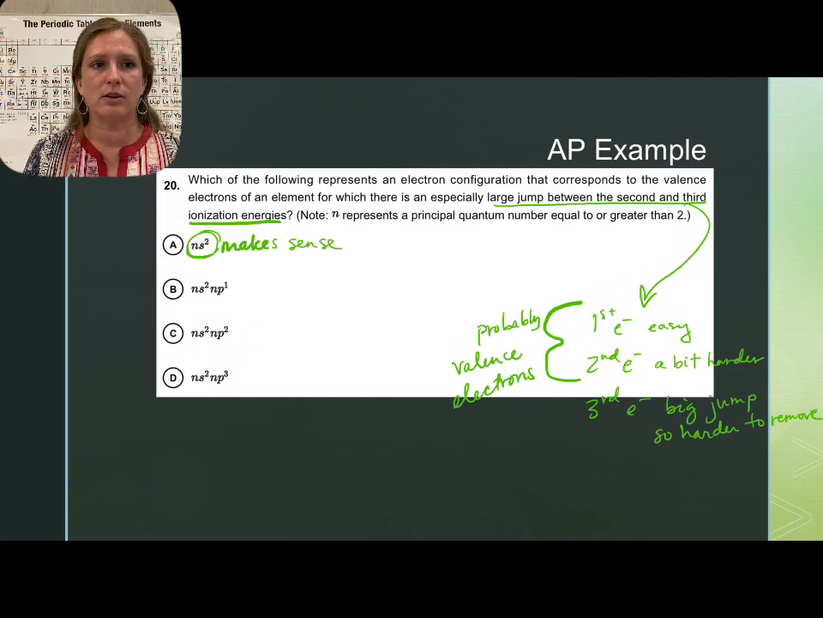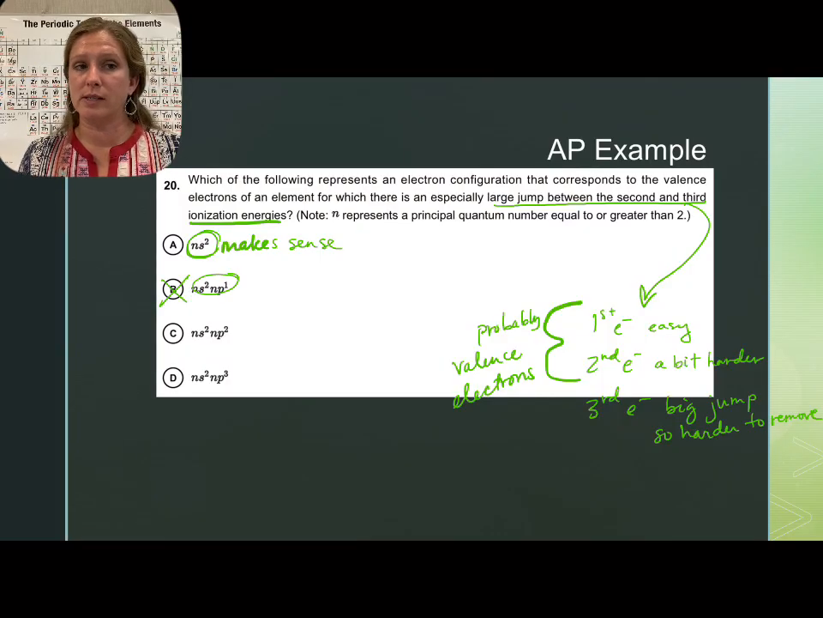But let's look at the other options as well. B has 3 valence electrons, 1 of them in the p orbital and then 2 more in the s. Removing all 3 of these should give you a noble gas configuration, so it doesn't make a whole lot of sense why there would be a big jump between 2 and 3.